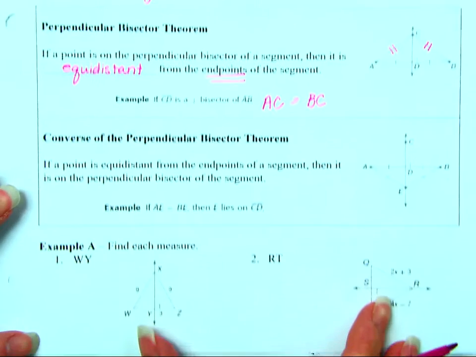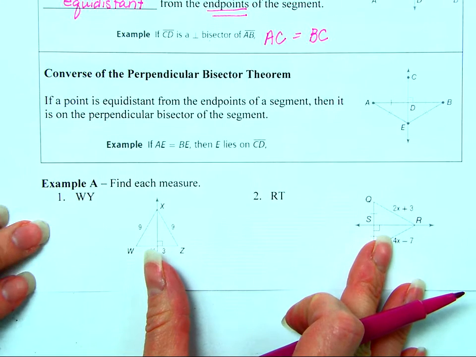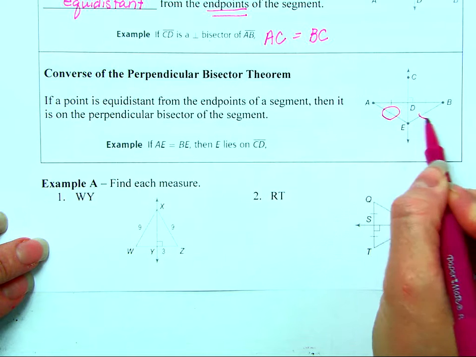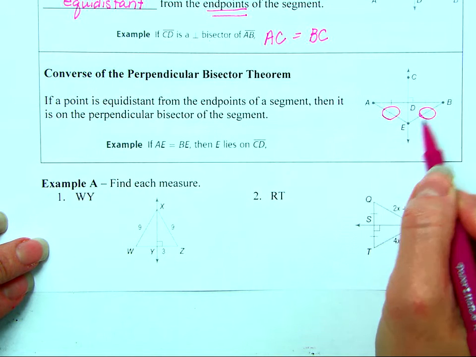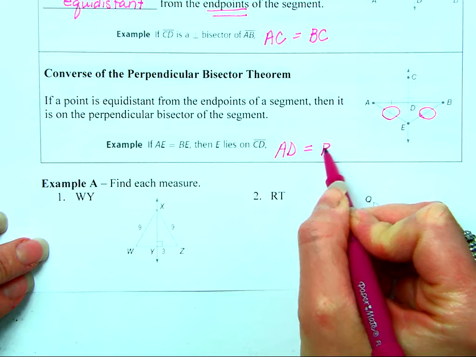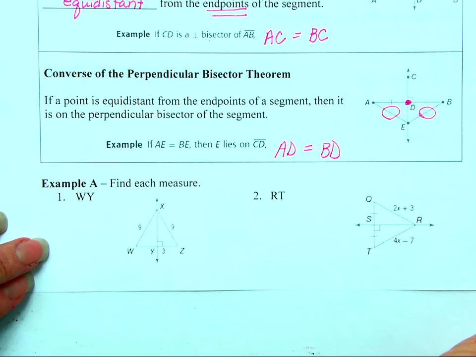The converse of that is also true. It reads that if a point is equidistant from the endpoints, then it is on the perpendicular bisector. So if I know that AE is the same as BE, then I must know that AD would equal BD. This is also bisecting, and D would be my midpoint.